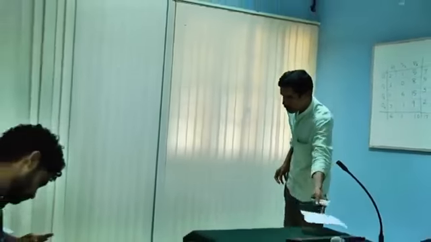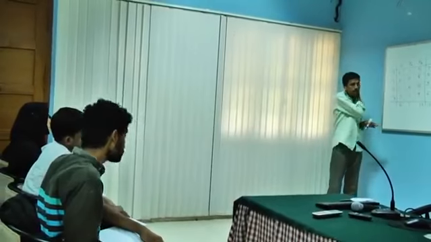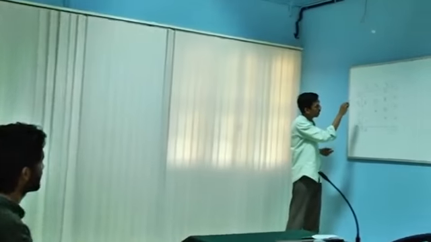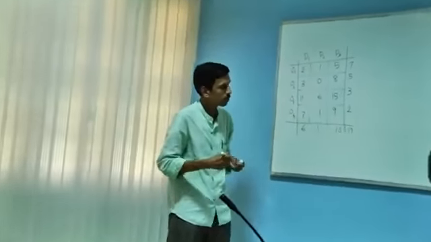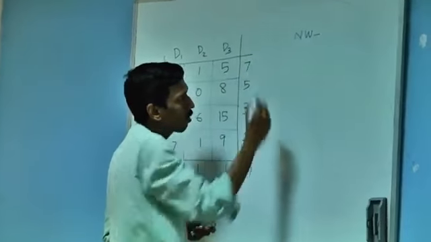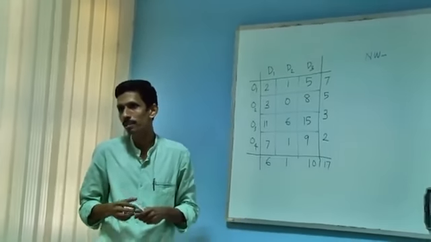Now let us look into this problem. We have different approaches for finding an initial solution. One of the easiest methods is the northwest corner rule. Practically we are not using it because it is not that powerful for finding an initial basic solution, but still it is a method.